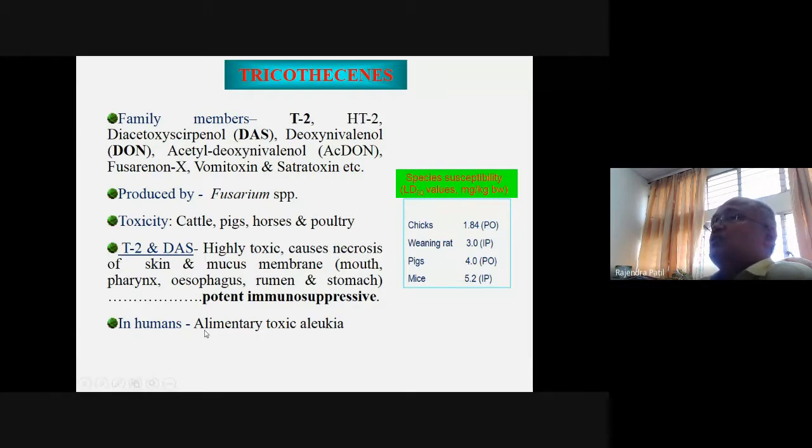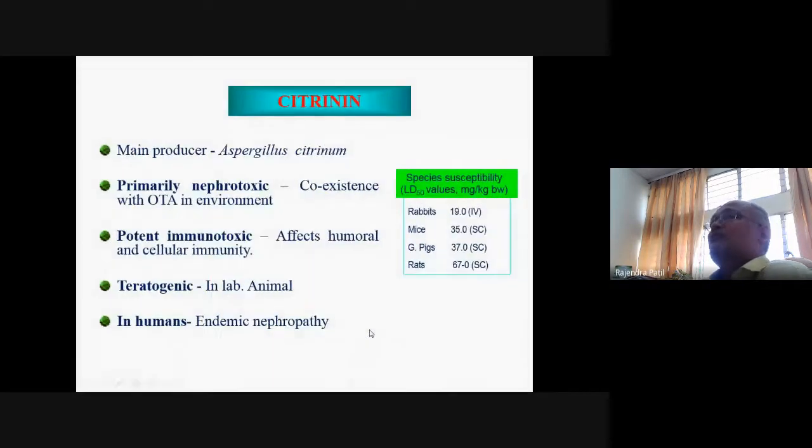Even in humans, it will cause alimentary toxic aleukia. Another mycotoxin is citrinin. Citrinin is from Aspergillus citrinum, and it also occurs, as I told, in coexistence with OTA in Balkan countries or Scandinavian countries where the human population is affected with nephropathy, and both have the target organ, the kidney, where they produce nephrotoxicity. Most of the mycotoxins in nature will not occur singly; they will be simultaneous, and you will find more than one mycotoxin.